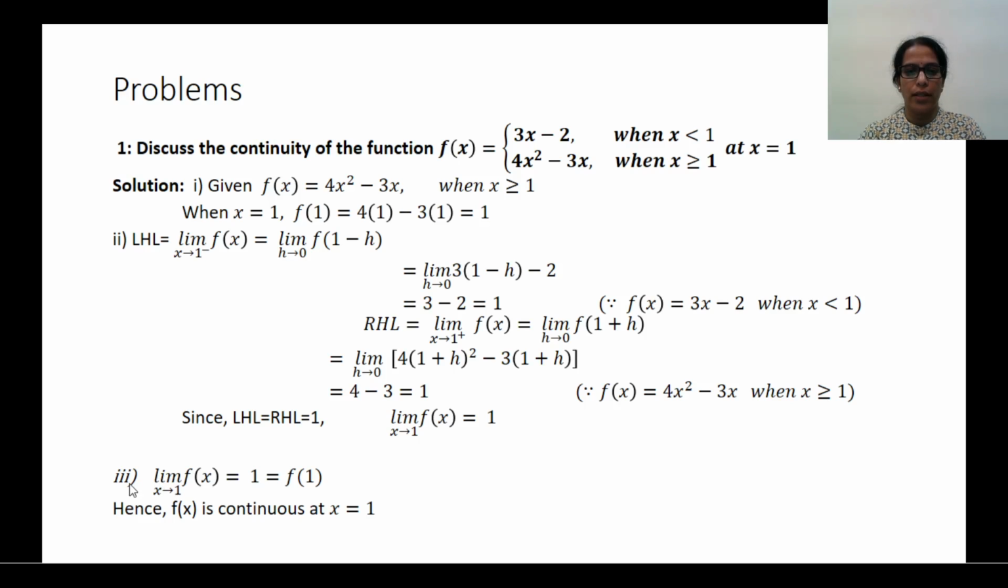Now, the third condition, limit x tends to 1, f of x value is. Okay, so we will substitute the value of x as 1 here. So, after applying the limit, you will get its value as 1, and we have also found out that f of 1 value is 1. Therefore, limit x tends to a or x tends to 1, f of x equal to f of 1. So, therefore, this function satisfies all the three conditions of continuity. Therefore, the function is continuous at the given point x equal to 1.